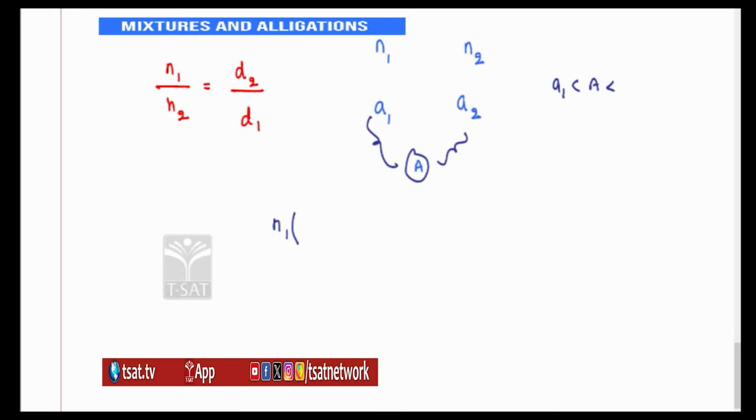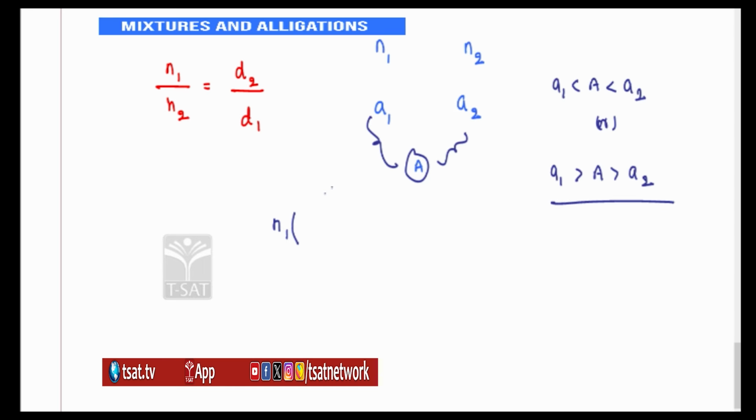It should be either the first case, or else A1 should be greater than capital A, and capital A should be greater than A2. So your capital A should always lie in between A1 and A2, because you're combining two groups. So your combined average should rest in between the averages A1 and A2. Okay, it should be in between A1 and A2 only.